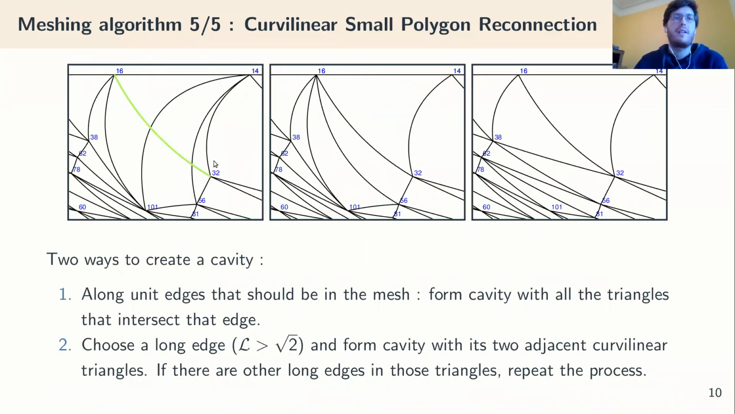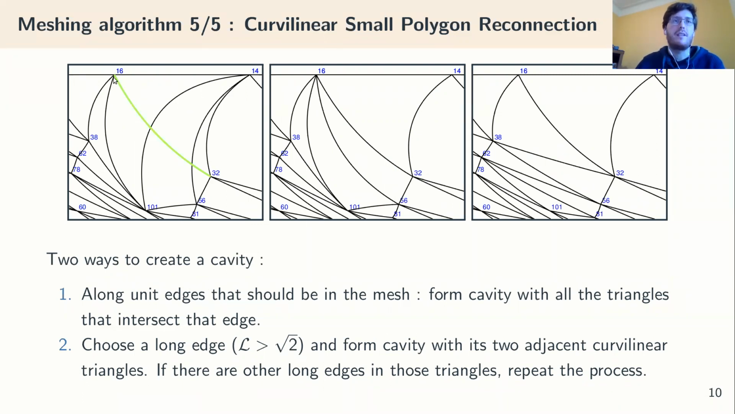So for example, here, we need cavities to examine and to enumerate the triangulations. So how do we build those cavities? Well, at first, there are two ways. First, we either pick a unit edge or close-to-unit edge that should be in the mesh but is not at this point in the mesh, like this one, because it was swapped during the edge swap process.